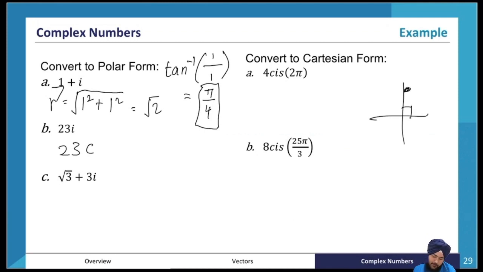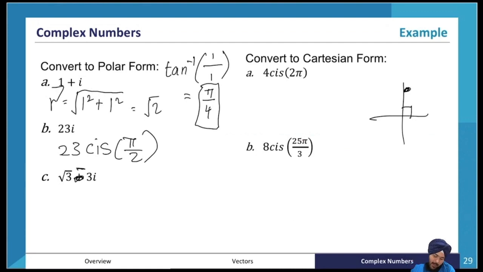What is that? 90 degrees. Sorry, let me just quickly think about it. What is 90 degrees? 90 degrees is just pi over 2. So it's just going to be 23 cis pi on 2. And finally, I'm going to change this one to actually root 3 minus 3i.